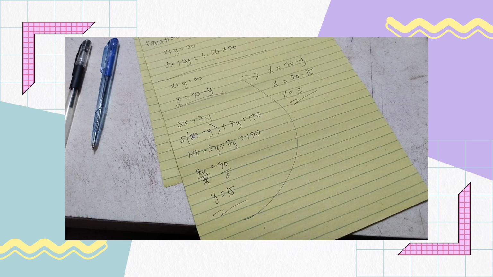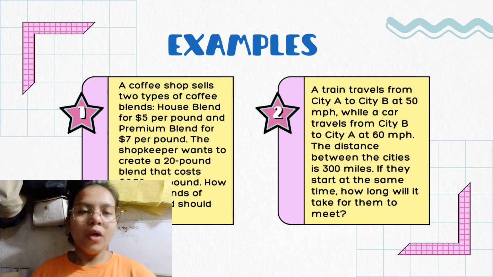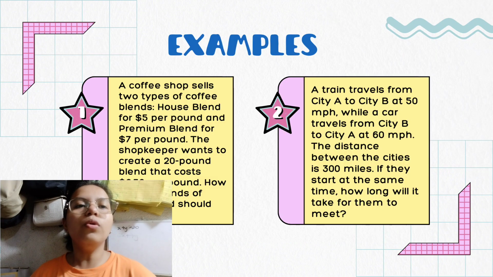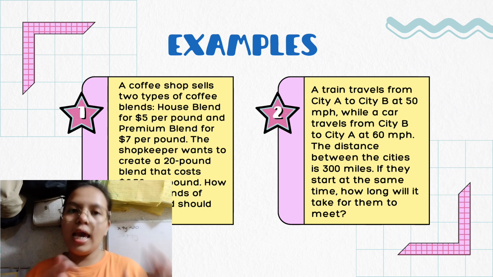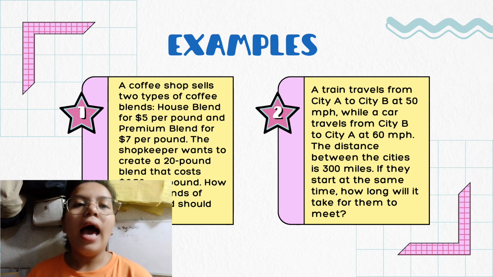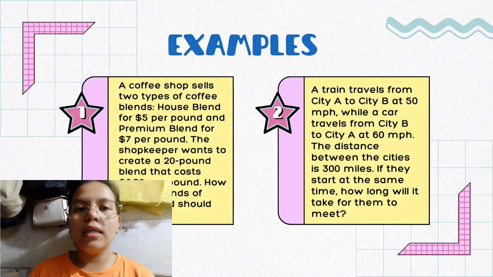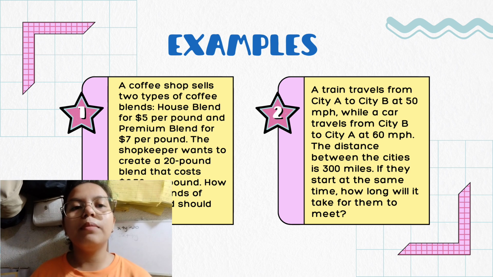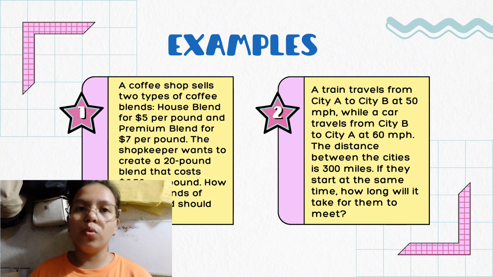Okay, so let's have our second example. Example number 2 says that a train travels from city A to city B at 50 mph, while a car travels from city B to city A at 60 mph. The distance between the cities is 300 miles. If they start at the same time, how long will it take for them to meet?